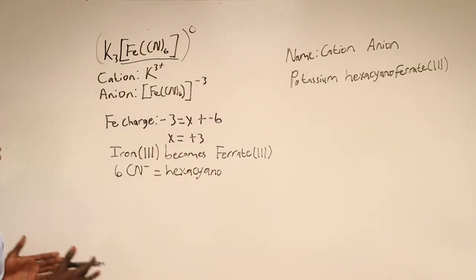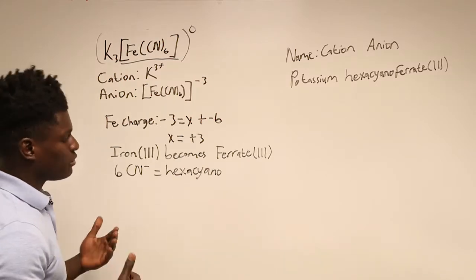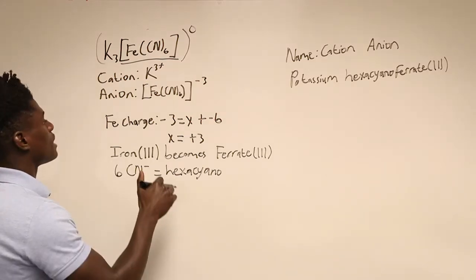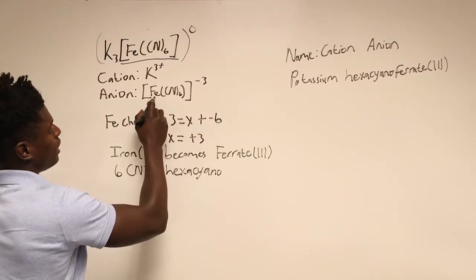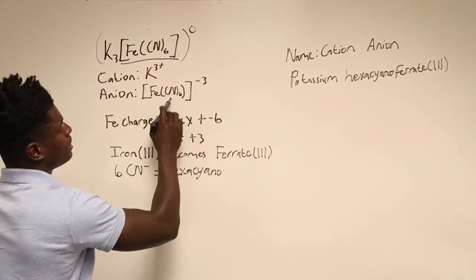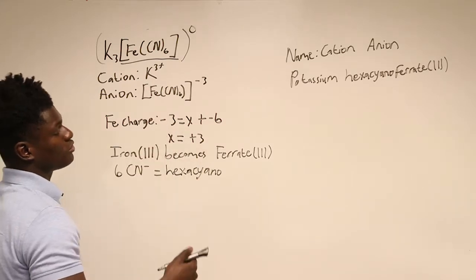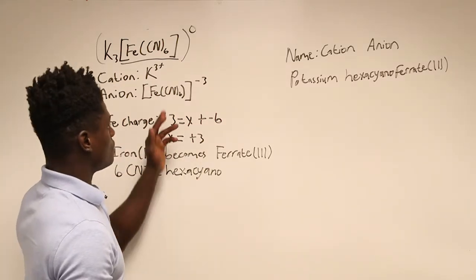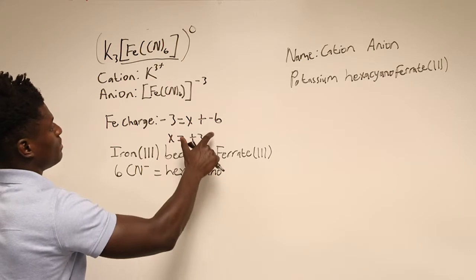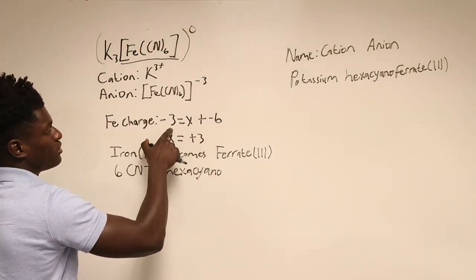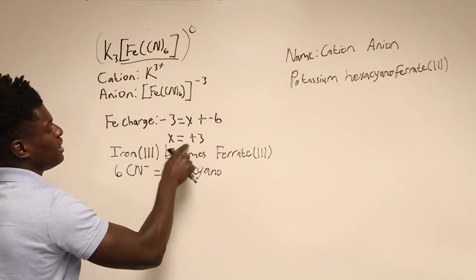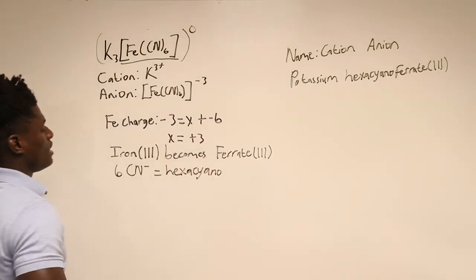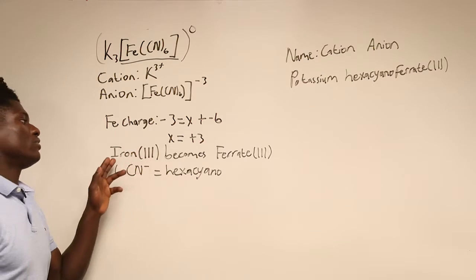So again, you have to understand how to determine the charge. So in this case, we have the charge of -3 is equal to X, our unknown metal, plus cyanide, which is also going to be -1. But since we have 6 cyanides, it's going to become -6. So -3 is equal to X plus -6. Therefore, X has to equal 3. And then iron, that makes it iron 3, right?